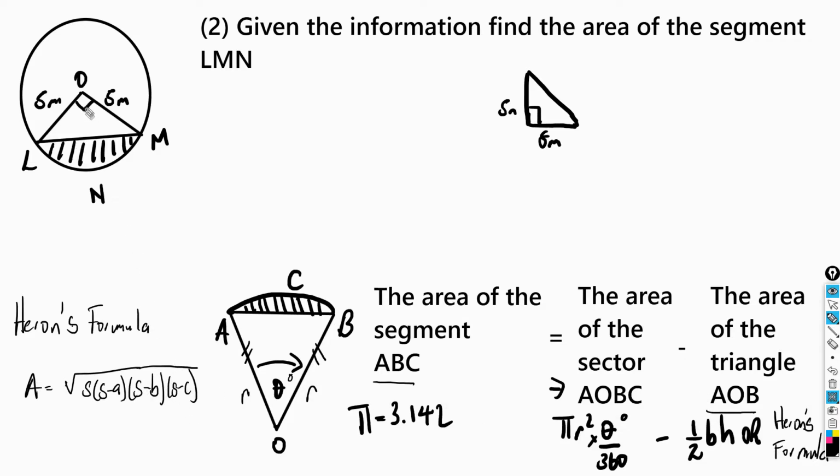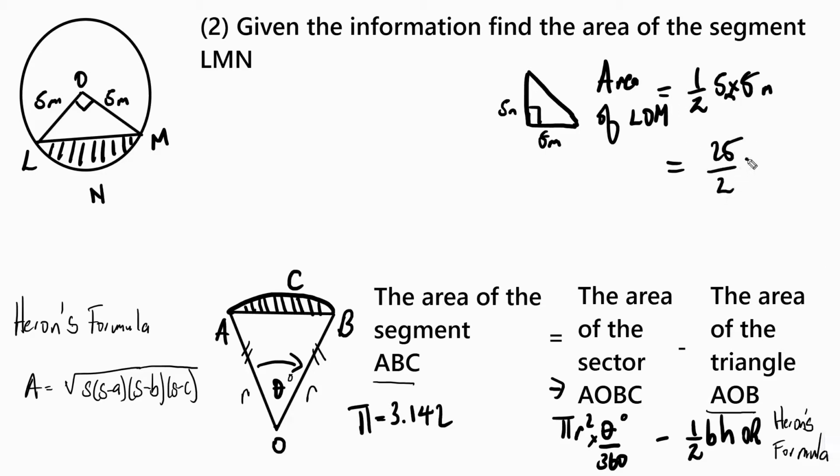Anytime there's a 90 degree angle in there, guys, you don't need to use Heron's formula. All you need to do is use half base times height. So let's just calculate the area of the triangle immediately and get it out of the way. The area of LOM is equal to half base times height. So this is half times 5 times 5, both in meters, and we should end up with 25 over 2, which is 12.5 meters squared.